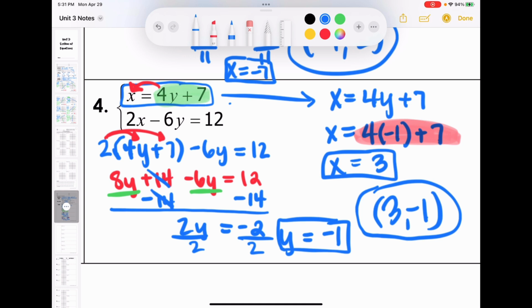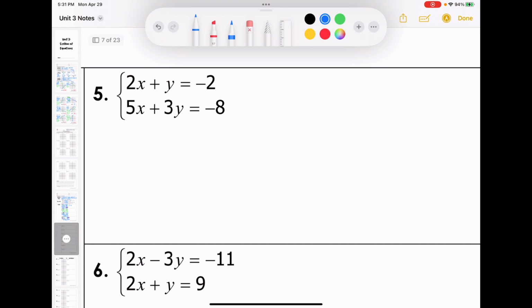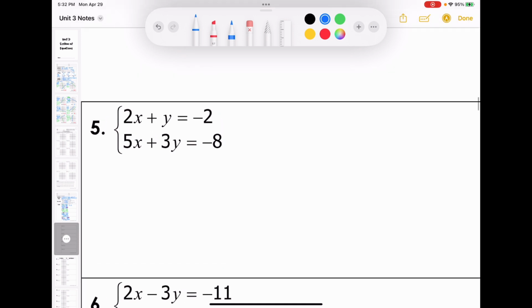All right, let's look at page 6. All right, number 5. We have 2x plus y equals -2 and 5x plus 3y equals -8. So step 1, solve one equation for x or for y. So we do not have an equation here that already says y equals something or x equals something. So I'm going to have to rearrange one of these equations so that we can continue to solve using substitution.